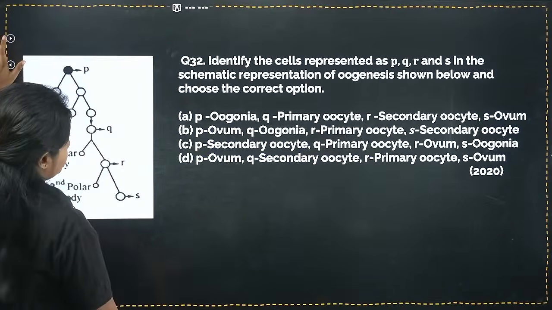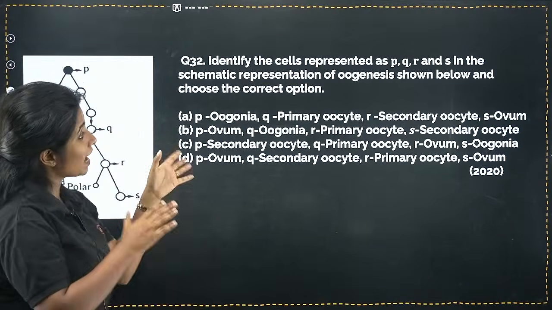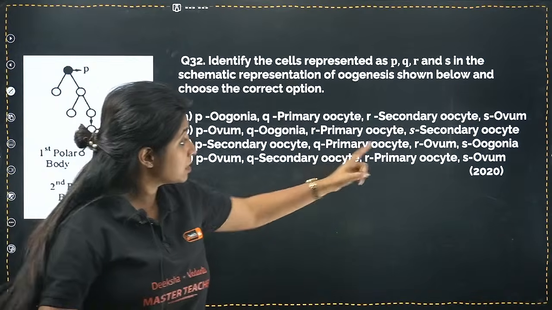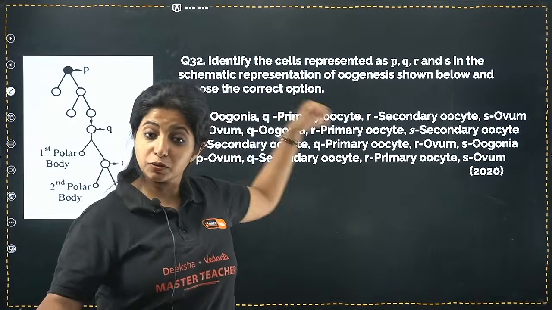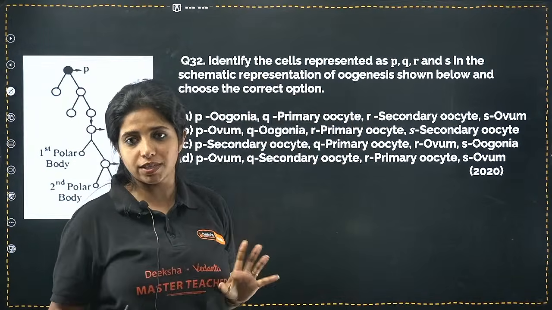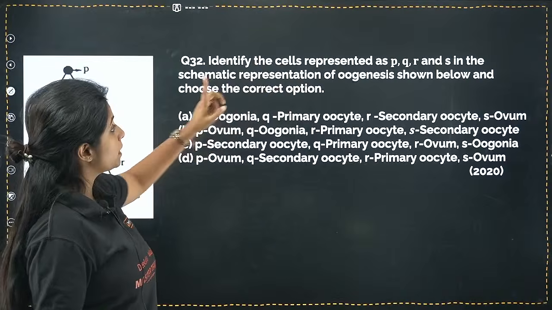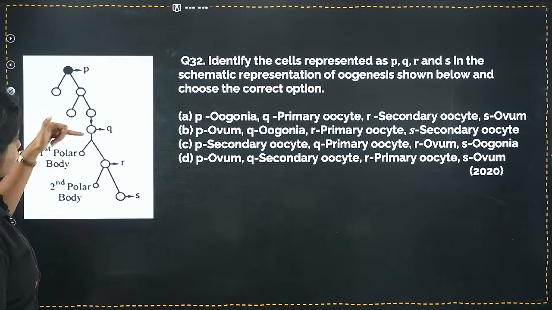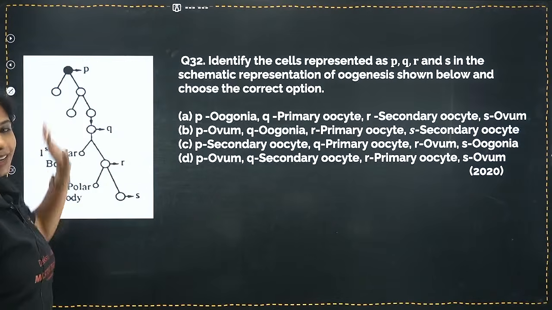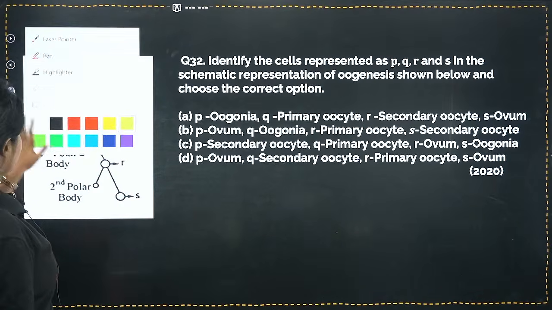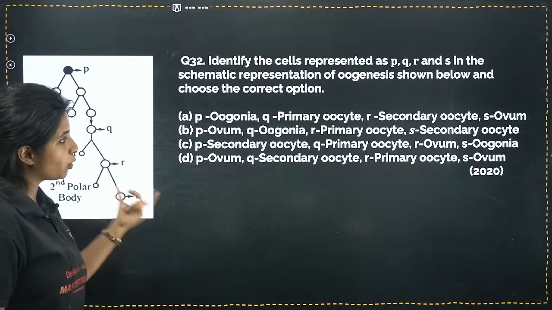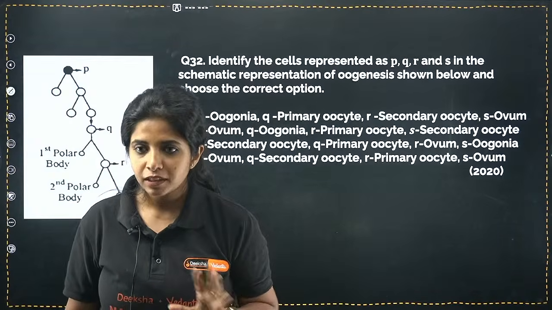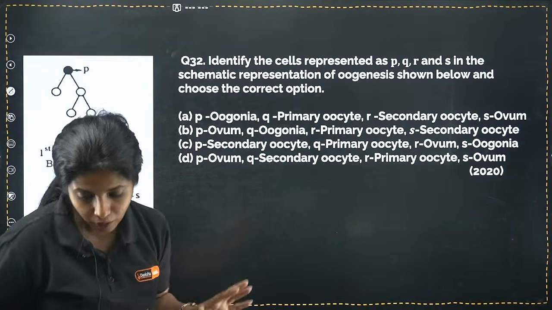Yes. Okay, ma'am. Perfect. Question number 32. Now, this has the same type of question. You see, this came in 2020. In 2019, spermatogenesis came. The second year, oogenesis came. Identify the cells represented by PQRS in the schematic representation of oogenesis. Again, PQRS. Go backward. What is going to be the S? S is the final product. What is the final product? Basically, ovum. The final product is going to be the ovum, right?